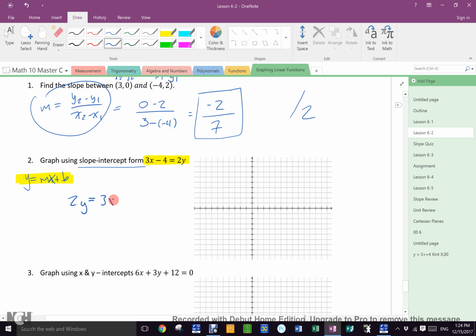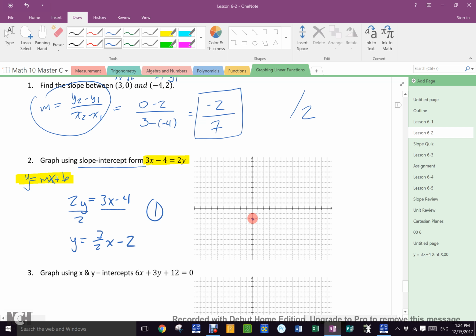2y equals 3x minus 4. Divide everything by 2. Y equals 3 over 2x minus 2. You get 1 mark for that. And then I told you to graph it. Where do you go to graph this?